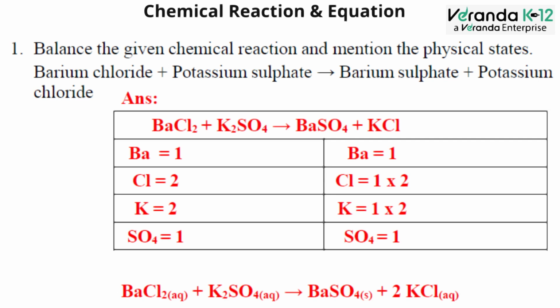BaCl2 in aqueous combines with K2SO4 in aqueous gives BaSO4 in solid, where a white precipitate will be formed, plus 2 moles of KCl in aqueous. Mention the subscripts properly in the above equation.